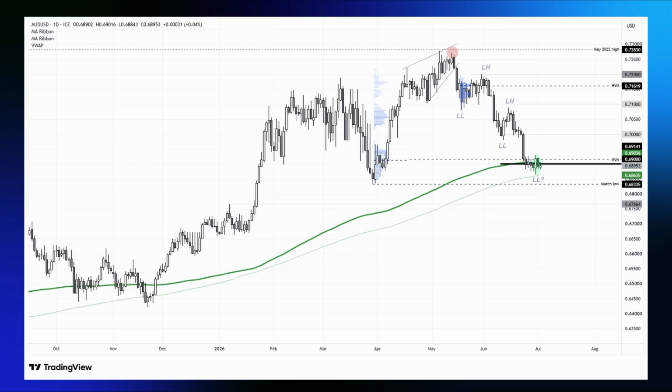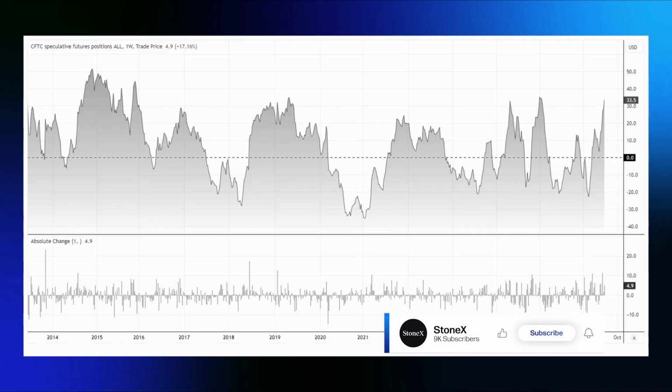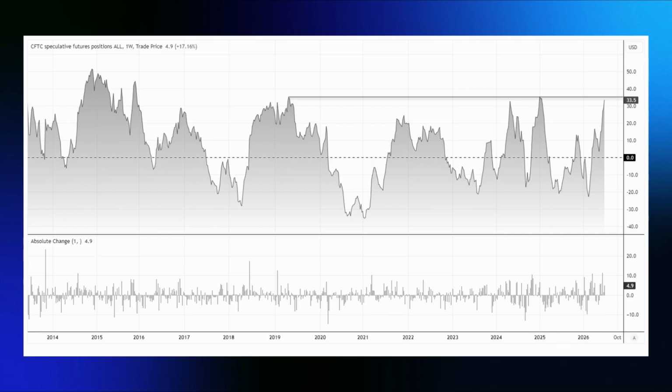But clues are mounting towards a stretched US dollar rally, where a pause could help the Aussie recover, even if only temporarily. Net long exposure on the US dollar via the futures market is near a 6-year high, which warns of a potential sentiment extreme.